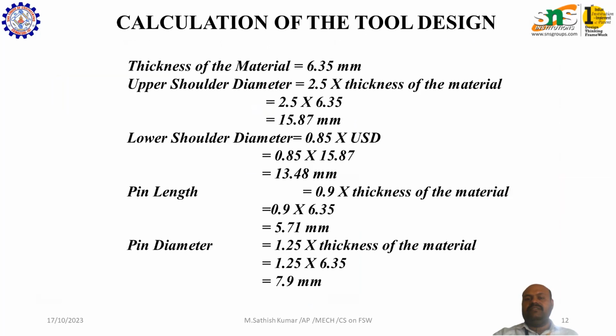Based on the thickness of the material, the upper shoulder diameter, the lower shoulder diameter, the pin length and the pin diameter are calculated. Hope you understood how to calculate this bobbin tool, what friction stir welding is, and what bobbin tool friction stir welding is.